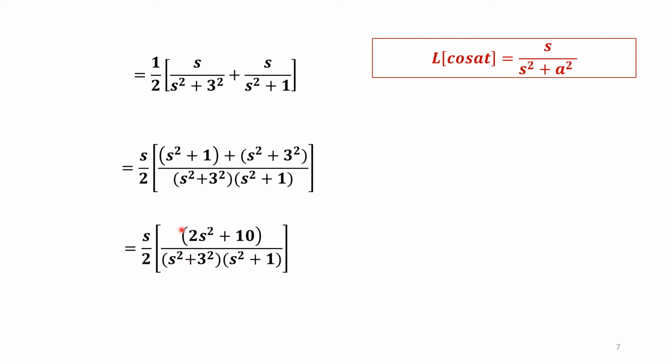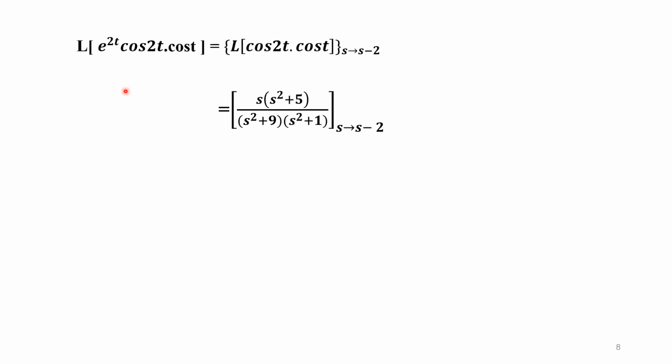Now if we take 2 common, the 2 taken out will get cancelled with this 2. So s into s square plus 5 upon s square plus 9 into s square plus 1. Now this is L of cos 2t into cos t. We are calculating the Laplace transform of the function other than the e raised to term. So we had the function cos 2t into cos t, and we have calculated L of cos 2t into cos t equal to this.